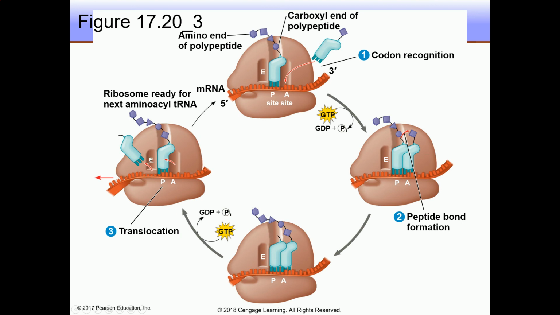So the transfer RNA which has these amino acids here will move from the A site to the P site. This is called translocation. The uncharged transfer RNA from the P site moves to the E site, and the transfer RNA which has the growing chain of amino acids moves from the A site to the P site. This is all part of translocation.